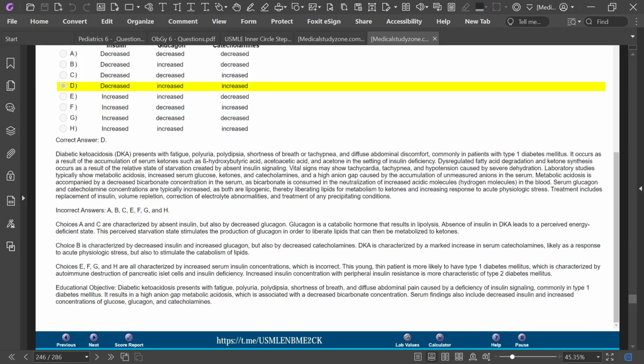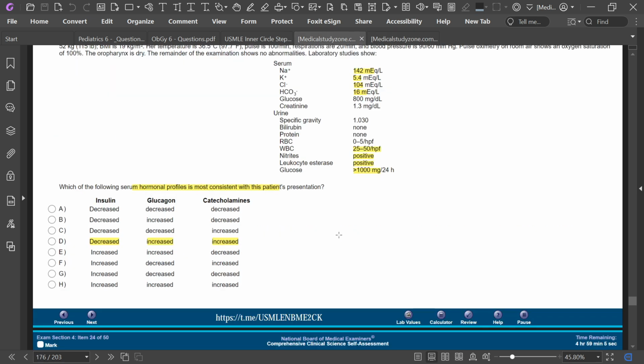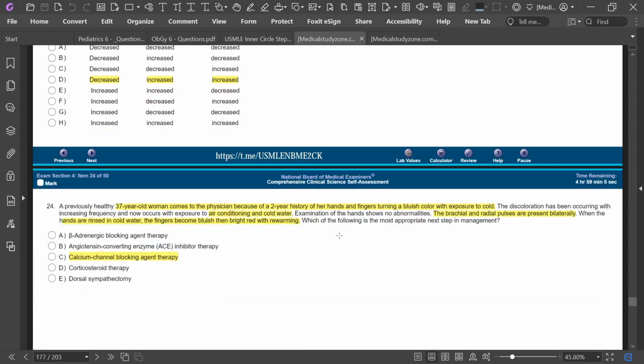A previously healthy 37-year-old woman comes to the physician because of a 2-year history of her hands and fingers turning blue with cold. The discoloration has been occurring with increasing frequency and now occurs with exposure to air conditioning and cold water. Exam of the hand shows no abnormality. The brachial and radial pulses are present bilaterally. When the hands are placed in cold water, the fingers become bluish, then bright red with rewarming.